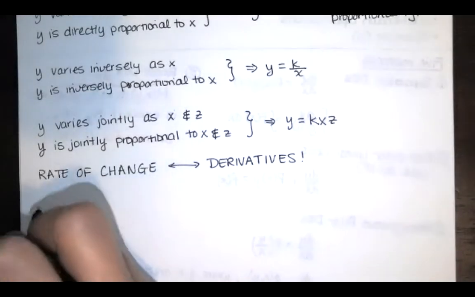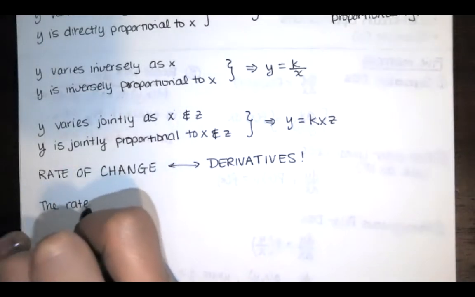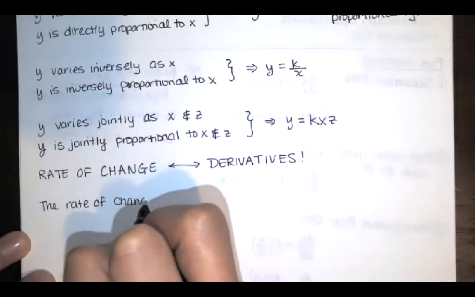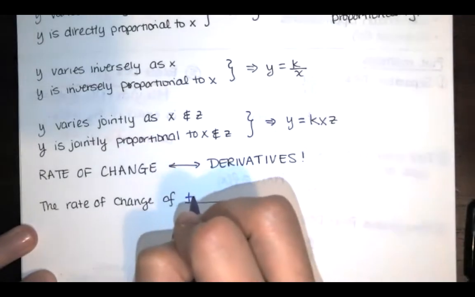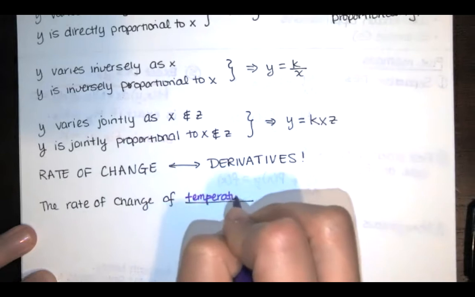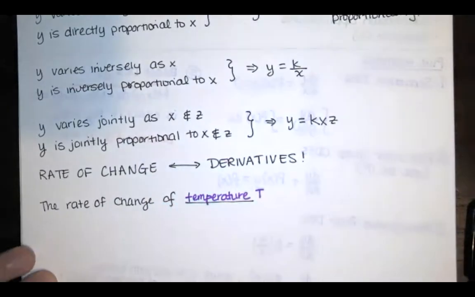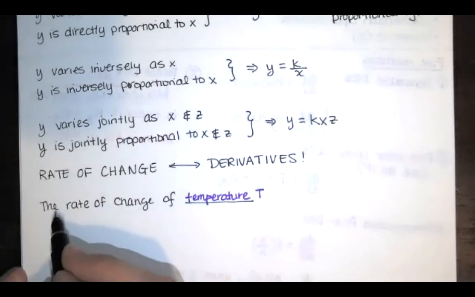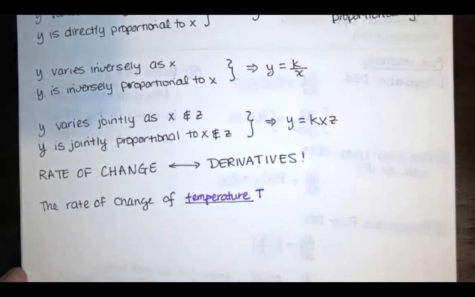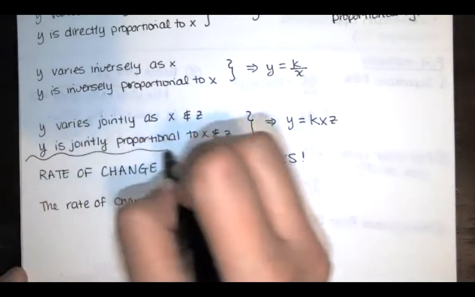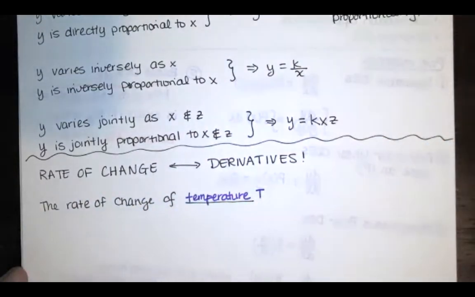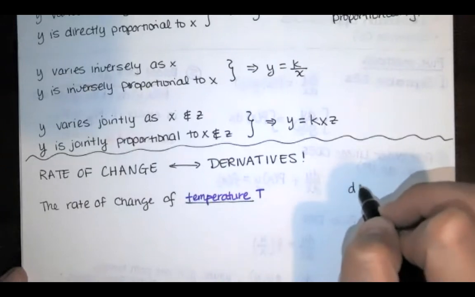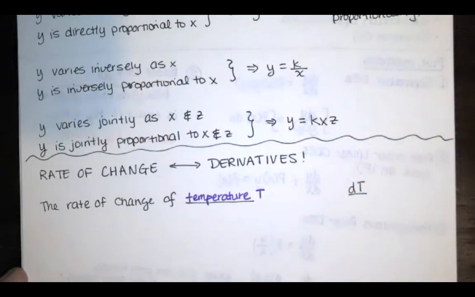So if someone says the rate of change of blank, and let's say we've got temperature, just for example, and this rate of change is proportional to something. Whenever you see rate of change, you're thinking instantaneous rate of change because we're in differential equations class. And we're saying that temperature has an instantaneous rate of change of something. And so that's the change in temperature with respect to something.